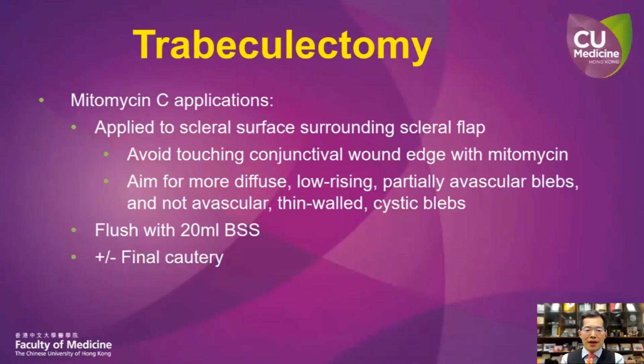Now, when I apply the mitomycin C, I try to apply it to a wide, diffuse area and the more posterior area surrounding the scleral flap. As I said, I try my very best to avoid touching the conjunctival wound edge with mitomycin. And the ultimate aim of applying mitomycin is to achieve a more diffuse, low-rising, partially avascular bleb. You don't want the bleb to be completely avascular. And also, you try to avoid the completely avascular, thin-walled and cystic blebs.